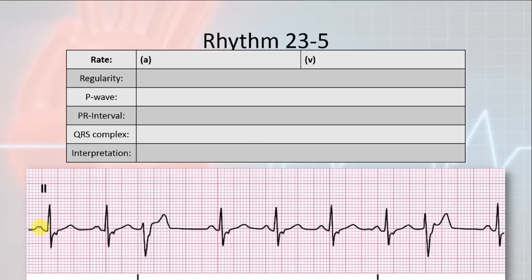The next one, we have an atrial rate of 1, 2, 3, 4, 5, 6, 7. So we have an atrial rate of 70 beats per minute. Next, we have our ventricular rate, 1, 2, 3, 4, 5, 6, 7, 8, 9. So we have a ventricular rate of 90 beats per minute. Regularity, we're going to say it's irregular. P waves are present and married, except at the 3rd, 4, 5, 6, 7, and 8th complexes.